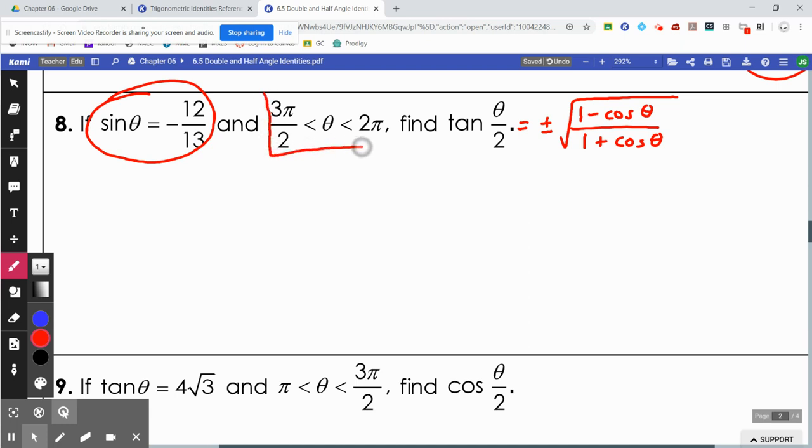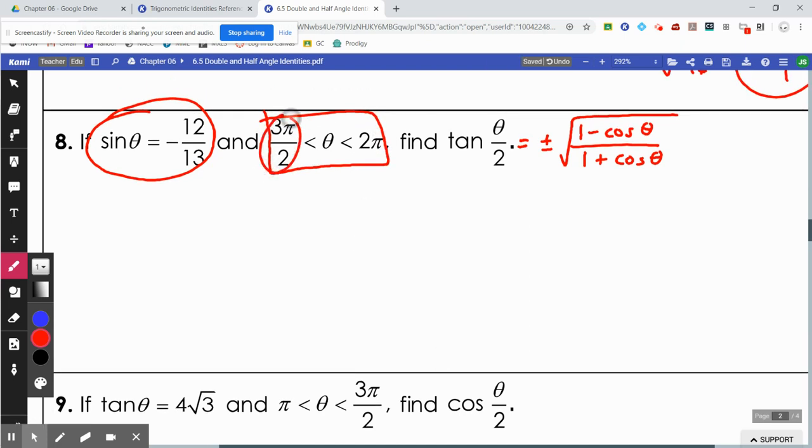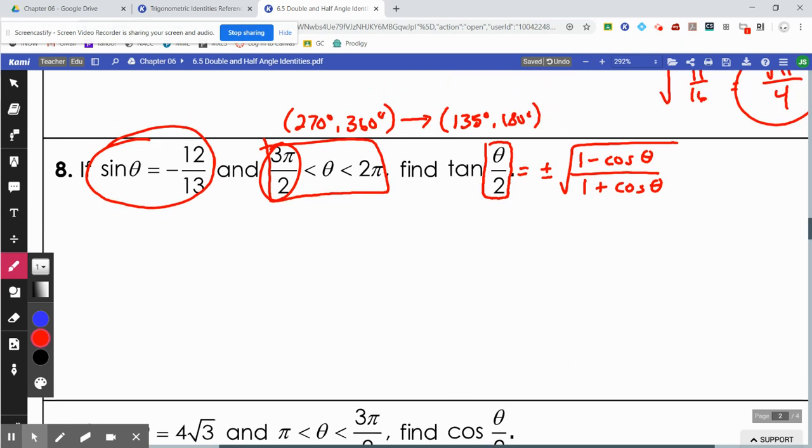Here it tells me that my angle, my theta, is somewhere between 270 and 360. So let's write it down like this. My angle is somewhere between 270 and 360 degrees. However, I'm looking for the tangent of half of that angle. If I halve that angle, half of 270 and half of 360, that tells me that the half angle will be somewhere between 135 and 180.